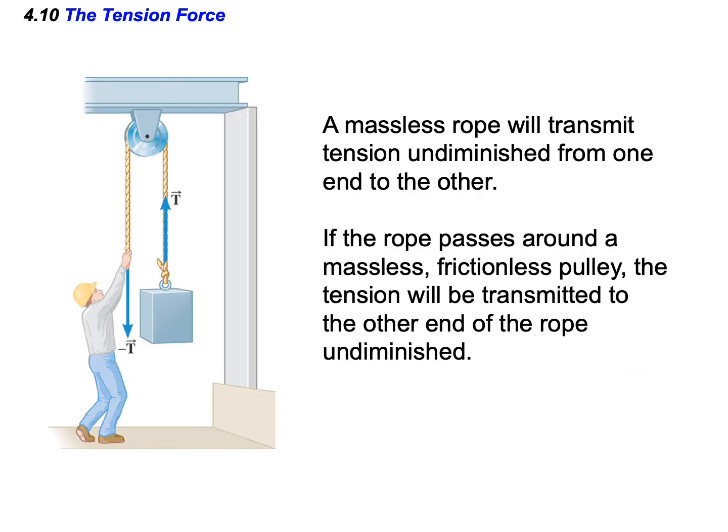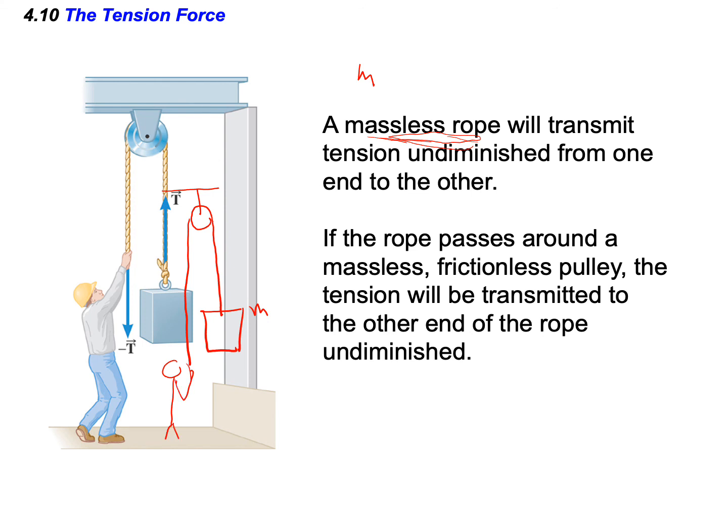So here we use a massless rope. We know every object has a weight, but compared to the mass of this block, we can assume the rope is massless. The reason we assume a massless rope is that if you consider the mass of the rope, then we have to consider the weight force of the rope. Then it may complicate our calculations. Therefore, it's reasonable to assume the mass of the rope is negligibly small compared to the mass of this person and the mass of this block.